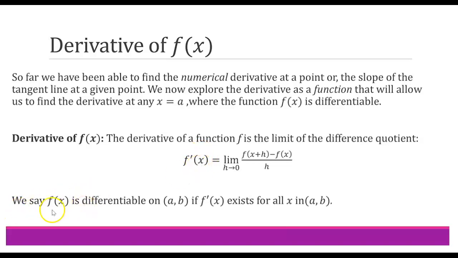And we say that a function f of x is differentiable on some interval from a to b if f prime of x exists, so if this limit of a difference quotient exists for all x values in that open interval from a to b.